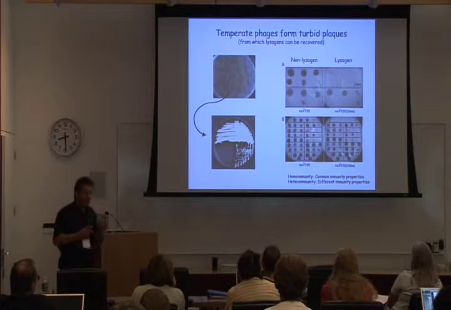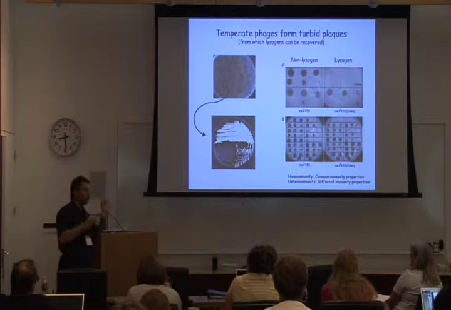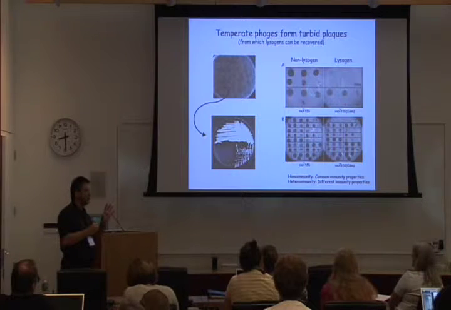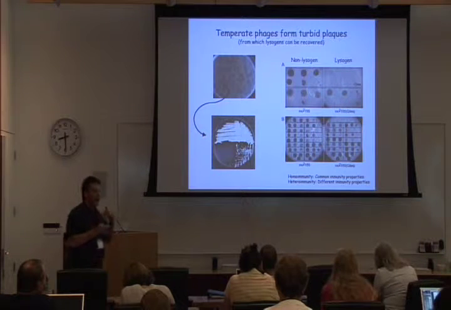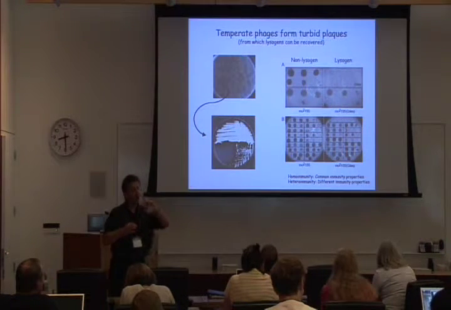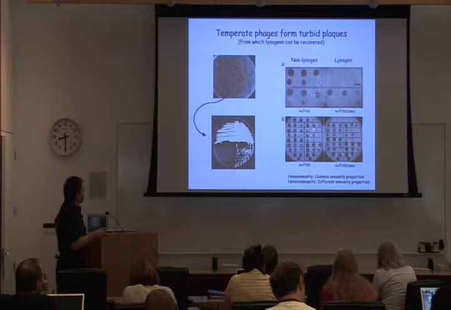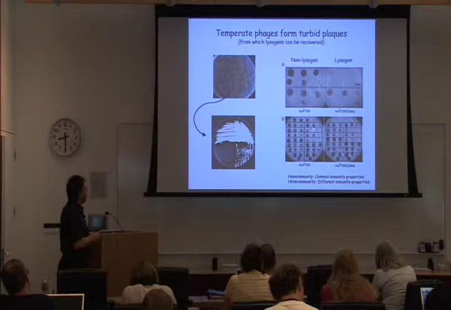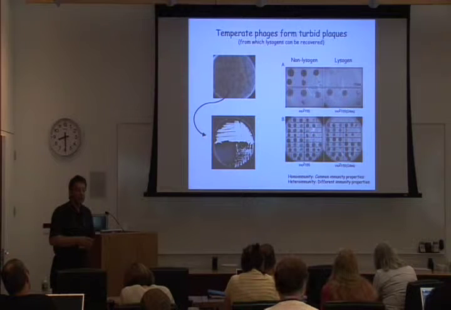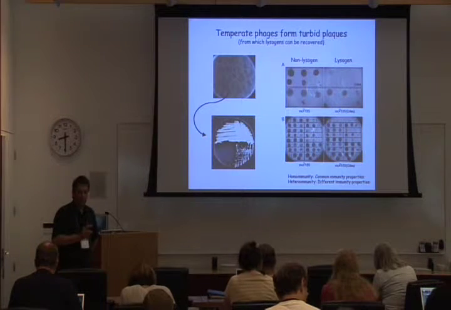So typically, if you just look at the plaques that are formed by bacteriophages, you can see differences between phages which are temperate, meaning those that can form lysogens, as opposed to those that are lytic and are obligated to go through lytic growth. And so temperate phages typically form plaques which appear visibly turbid, as opposed to lytic phages that form plaques that are clear.